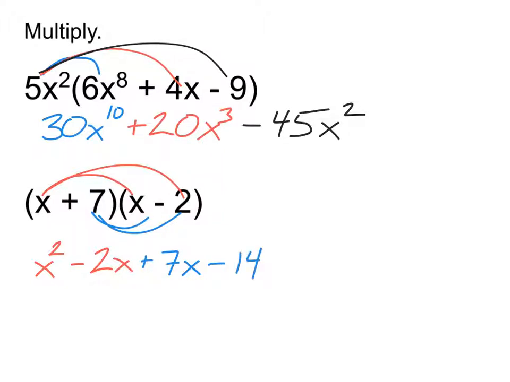One last step in this case, though, we can actually combine some like terms. And yes, we need to. The x squared stays in x squared because there's no other x squareds. But the minus 2x plus the 7x, that becomes a positive 5x. And the 14 stays the 14. So that then is your final answer. That's what we're looking for. Yes, we always need to combine the like terms at the end.